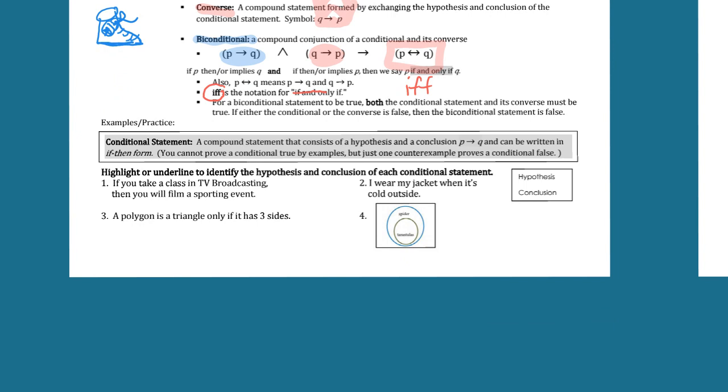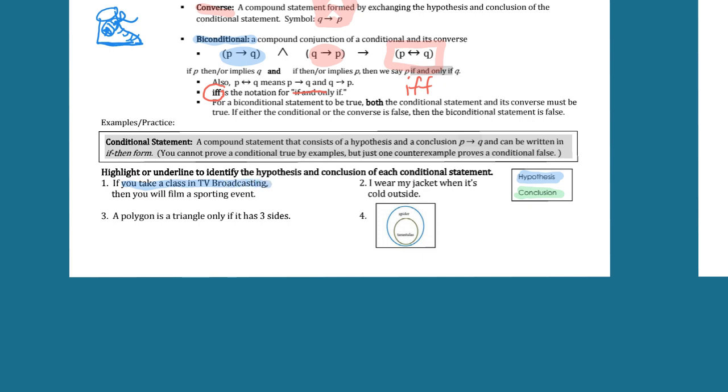So let's practice. If we pull out our colors, let's highlight the hypothesis in one color and let's highlight the conclusion in another. So if the hypothesis is blue, that's the if part, the input, or like the beginning, and the conclusion would be the result. All right, so let's read this first one. If you take a class in TV broadcasting. So the if part, again, excluding the word if, is you take a class in TV broadcasting.